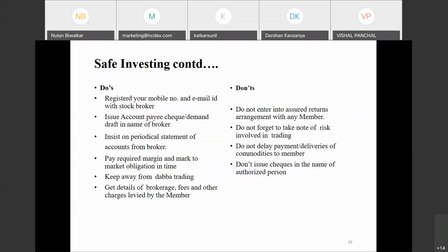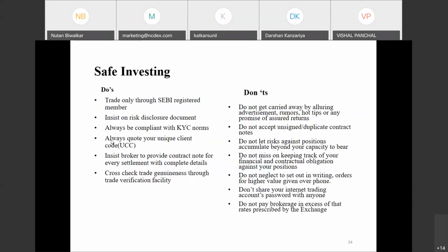You will get the client code, and whatever changes occur, you can cross verify using the cross verification facilities there. You will get the contract note, from which you will be able to know how much trade has been done in your account and what your margin obligations are. All this facility you will not get in dabba trading. Only when you get a unique client code will you be able to trade; before that, you will not trade.